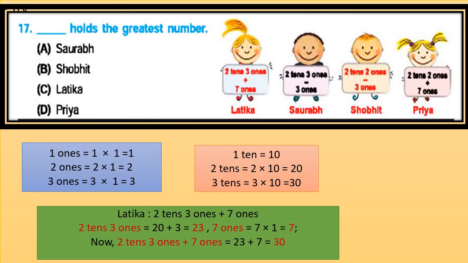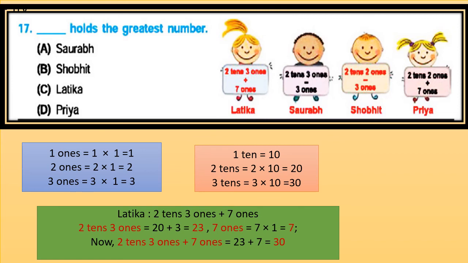Dash holds the greatest number. Now Latika, Saurabh, Shobhit and Priya are holding some numbers in the form of tens and ones. Now you have to choose who holds the greatest number. In order to find the greatest number, we have to solve these tens and ones first.